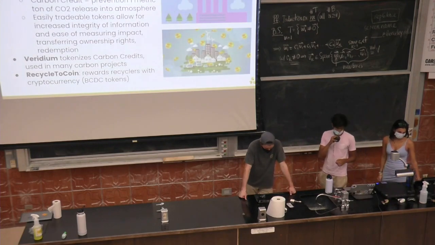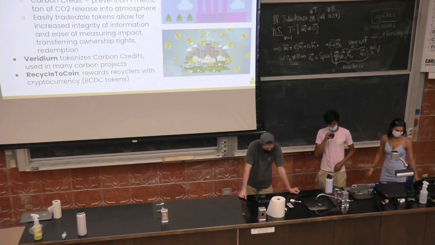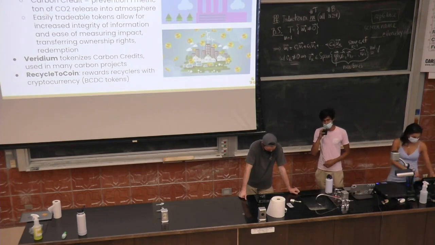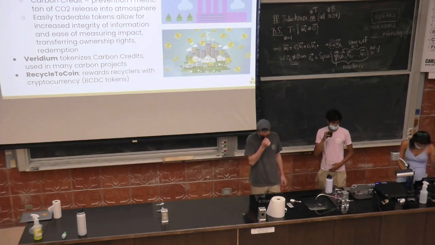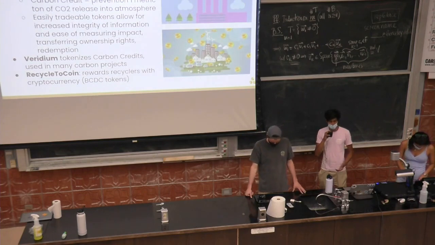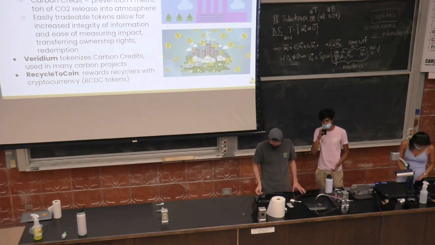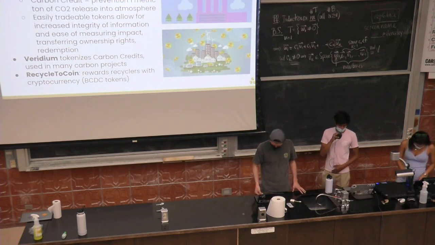Another popular use case is carbon credits. People want to represent carbon credits on the blockchain and keep track of them there. It's easily tradable, allows for increased integrity of information, and it's easier to measure the impact and see how much people are spending, and you don't need a central entity to manage it. Veridium tokenizes carbon credits and has been used in a few carbon projects. Recycle2Coin rewards recyclers with cryptocurrency.